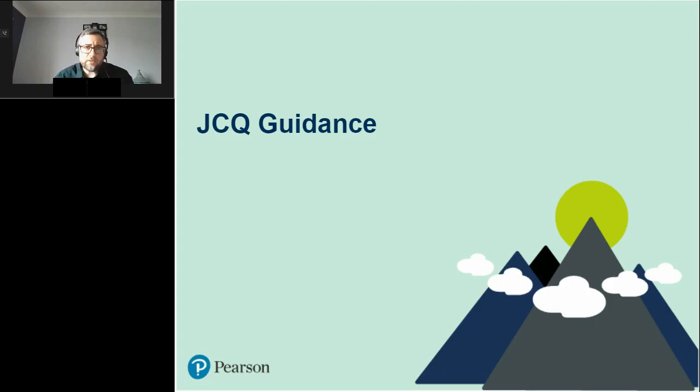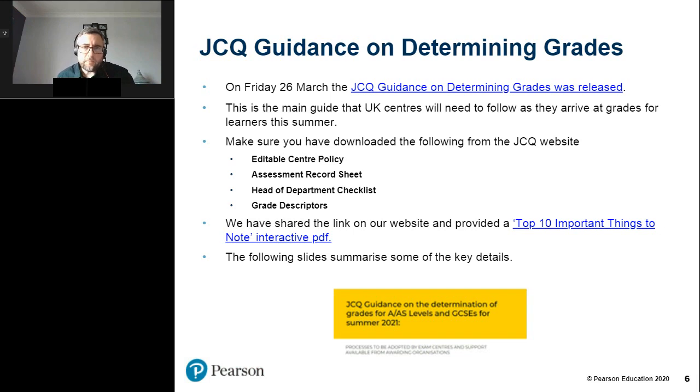Okay, so we're now going to look at some of the guidance that's coming out from the Joint Council, or the JCQ. Most of the guidance for this process is actually coming from them through their website, and that's because they need to ensure that there's a consistent approach being applied across the different awarding bodies. So on the 26th of March, the Joint Council produced a very detailed guidance document called Guidance on Determining Grades, and there's a link to it in the presentation.